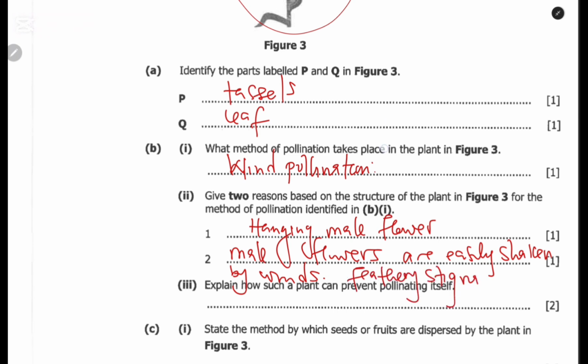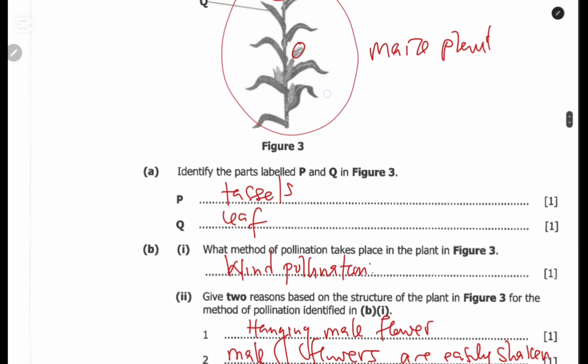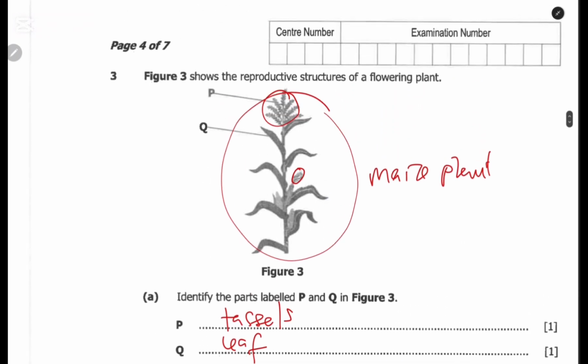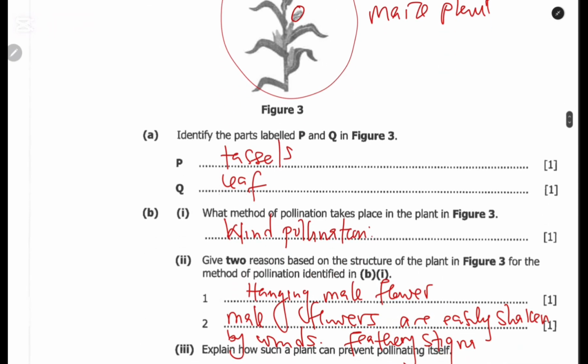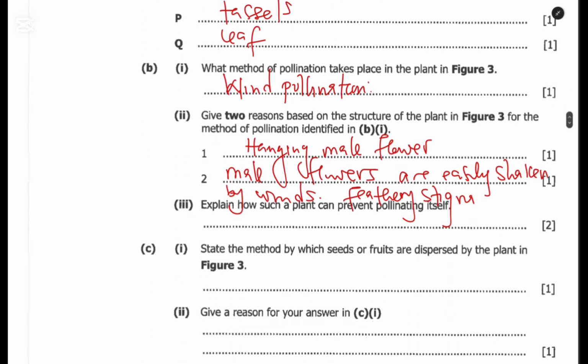So where you find the stigma is right here. When the pollen here drops, it might fall on the stigma. The stigma, that is the female part. The other one, you can talk of presence of small hair or trichomes to trap pollens. So all those are the reasons why the plant in figure 2 can be pollinated by wind.